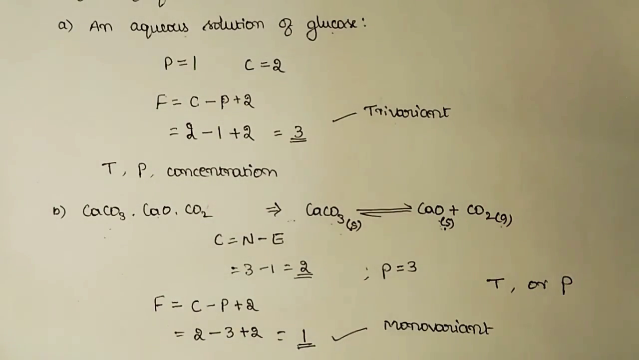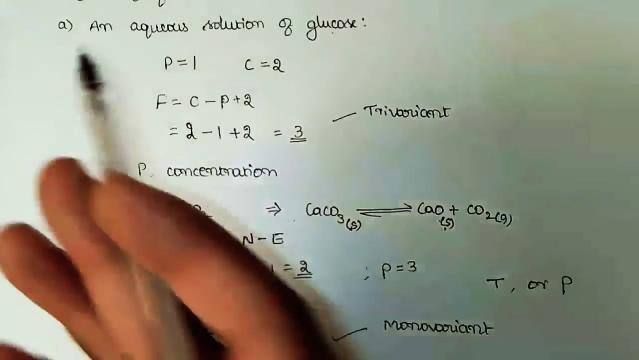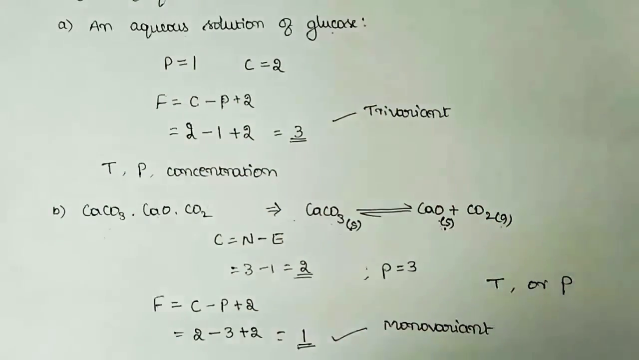Like this, we can use the Gibbs phase rule in order to calculate the number of degrees of freedom, and we can say to what category the system belongs, that is whether it is invariant, monovariant, divariant, or trivariant, and the factors or the variables that are required to define the system. All these things can be calculated by using the phase rule. And that's about the derivation of the phase rule and the usage of it in calculation of number of degrees of freedom.